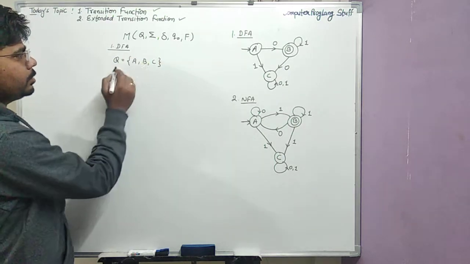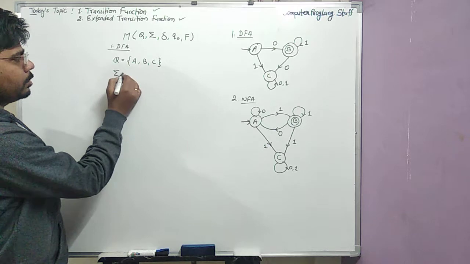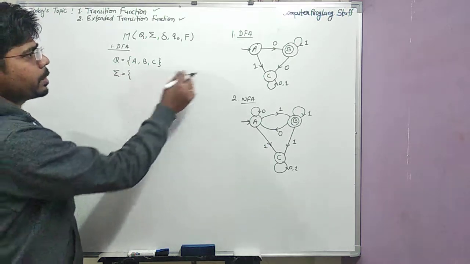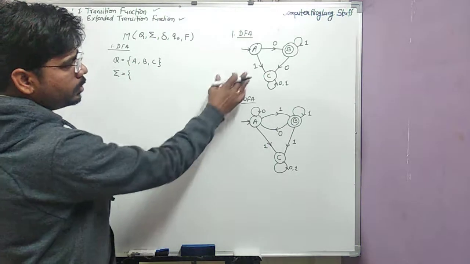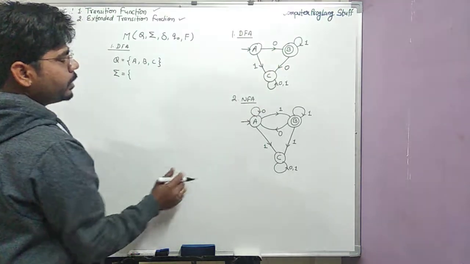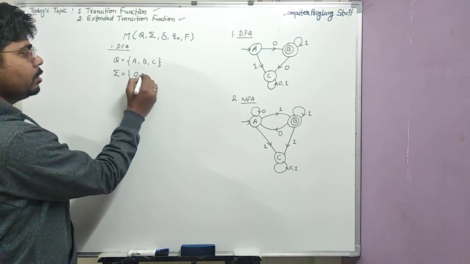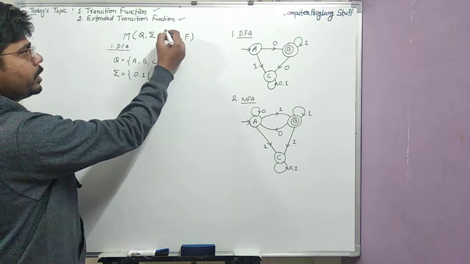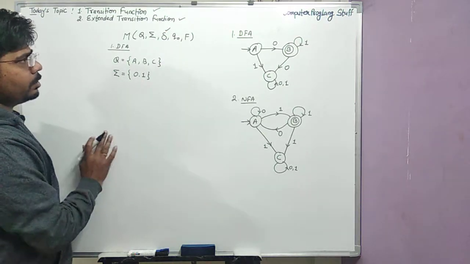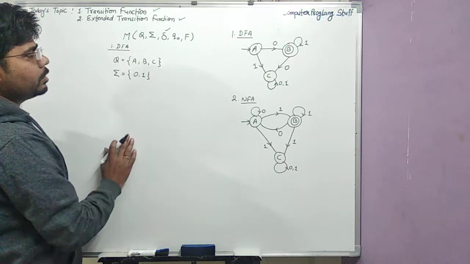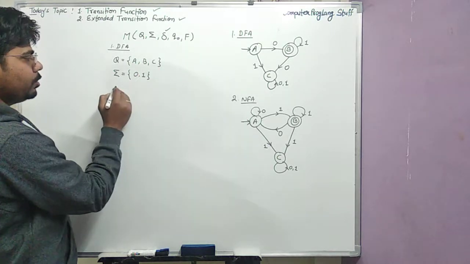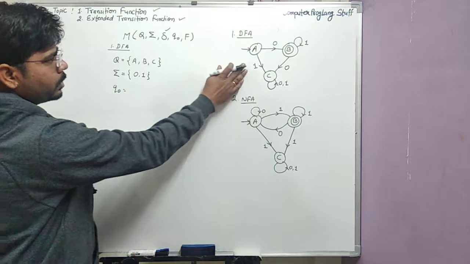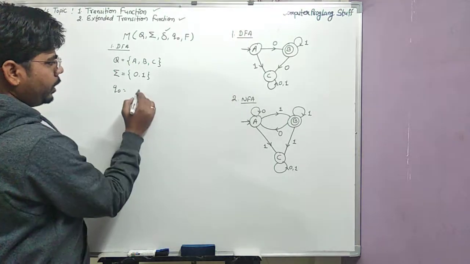And second is summation. Summation is the input symbol. In this case we have 0 and 1 as input symbols. Next one is del. This del is the transition function, and we will discuss it later. Next is Q naught. Q naught is the initial state. In this case we have initial state as A.